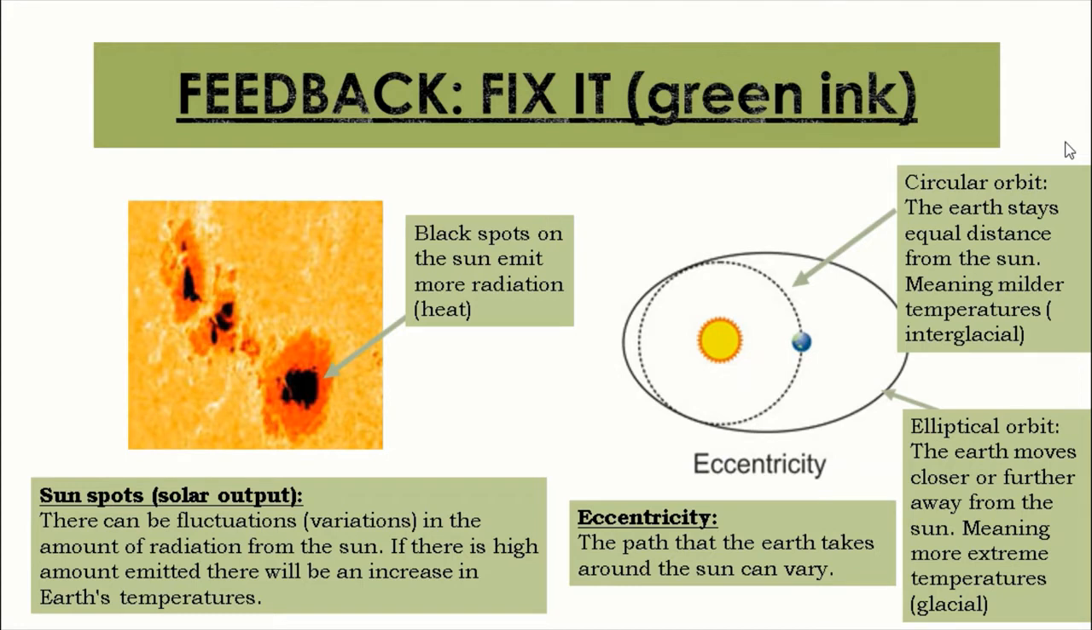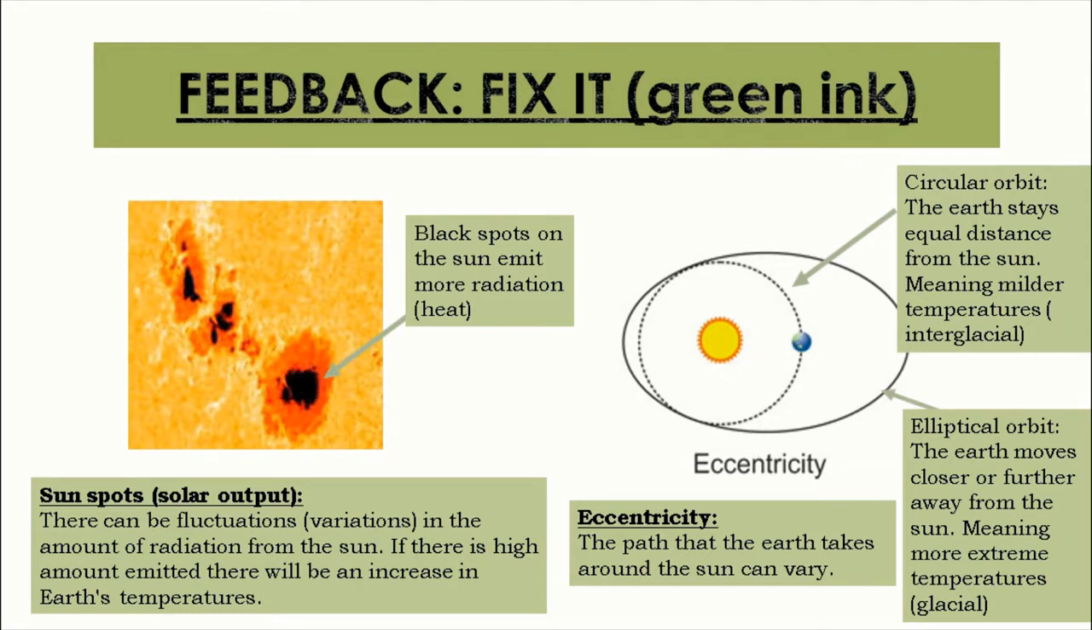So the first thing we're going to look at is our sunspot theory, or solar output. The exam board could refer to either of these in the exam question, so they could talk about either sunspots or solar output. So what this means is that there sometimes are fluctuations, so either increases or decreases in the amount of radiation that is coming from the sun. So sometimes the sun is hotter or colder. If there's a high amount of radiation emitted by the sun, then it can lead to warmer temperatures. So this tends to happen when there are black spots on the sun, or sunspots, and these cause higher amounts of radiation to exist.